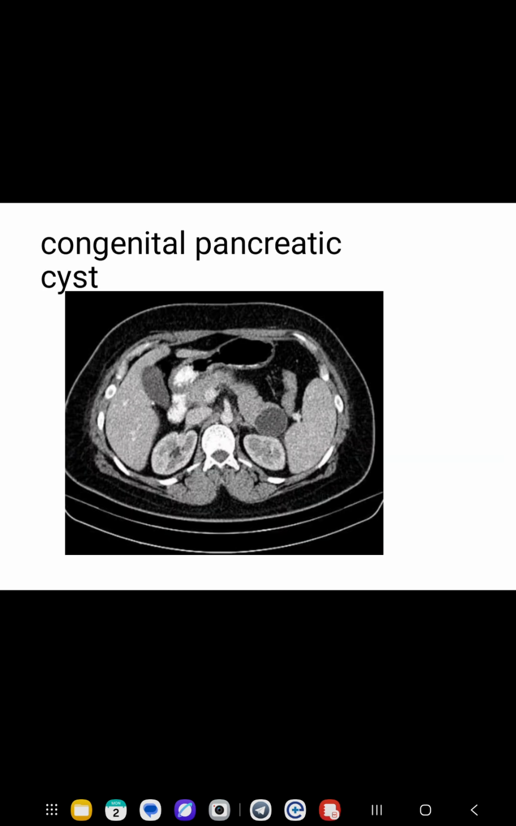Congenital pancreatic cyst is another variant. It could be solitary or it could be multiple, and the syndromes associated with cystic conditions include von Hippel-Lindau disease and autosomal dominant polycystic kidney disease.